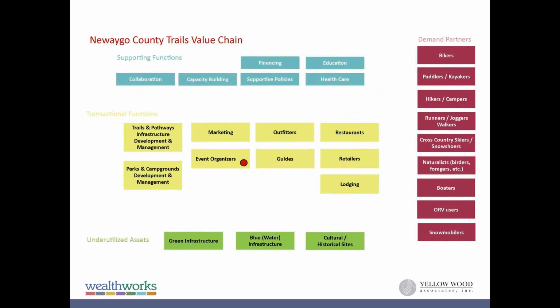So in this one, we've got our transactional functions across the middle. We've got our demand partners in the red over on the side. And then we have our support functions at the top. So we see financing, capacity building, education. And then across the bottom is some of the assets that are underutilized. So going back to the different forms of wealth, this group in Michigan looked at the different natural assets that were there, that were productive and useful, but they weren't being used in the tourism value chain. So that's a great opportunity there for increasing production.